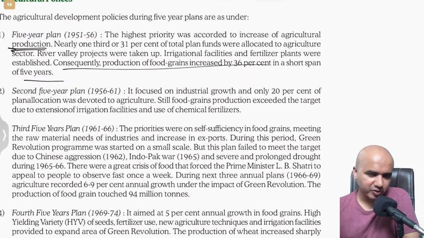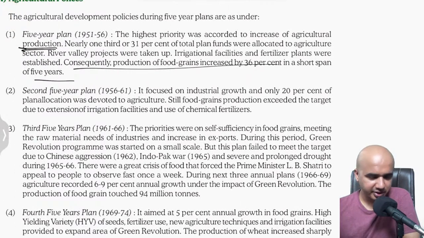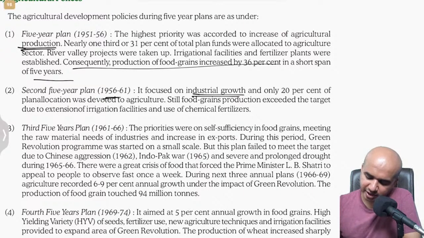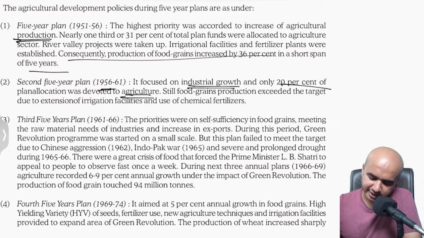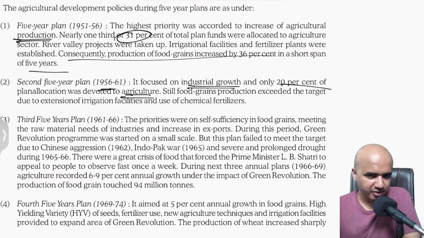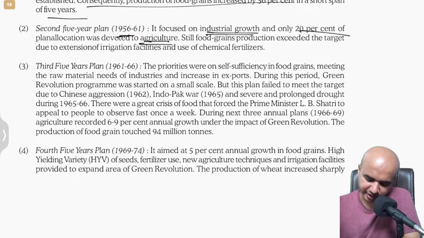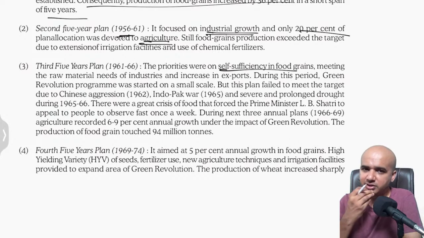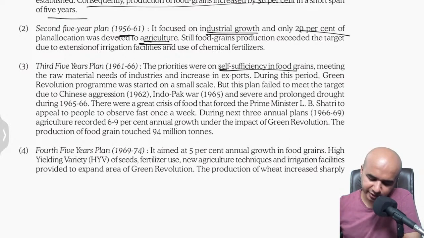Once we focused on agriculture and made sure that everything was taken care of, the second 5-year plan focused on industrial growth, and only 20% of the plan allocation was devoted to agriculture as opposed to 31% in the previous 5-year plan. Then comes the third 5-year plan. Here we had the focus on self-sufficiency in food grains. Basically we didn't want to import anything. Then there was this green revolution, but the target wasn't met because of the Chinese aggression. Then there was the Indo-Pak war and all those things.